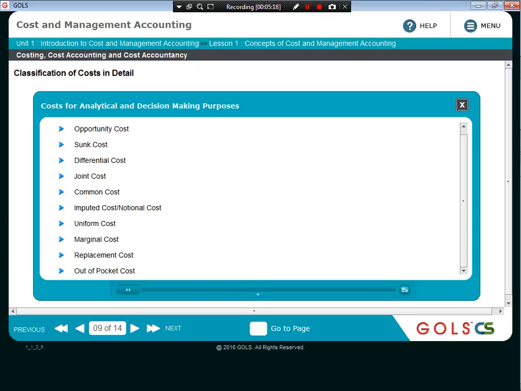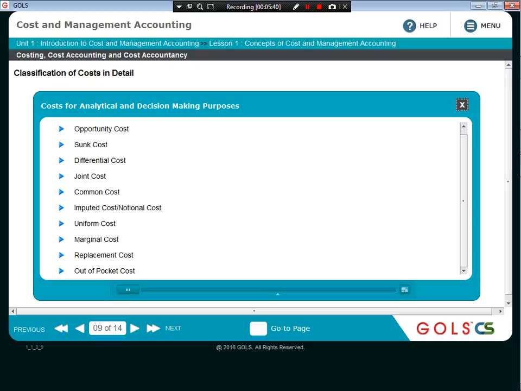Joint cost means that from a single raw material, sometimes you are manufacturing more than one product. Up to a certain level that material will be used, and the expenses will be incurred for both products, and then the products will be split. Then the products will be manufactured separately. Up to that level the joint cost is incurred, and then the two products are separated for the purpose of manufacturing. That is called a joint cost.